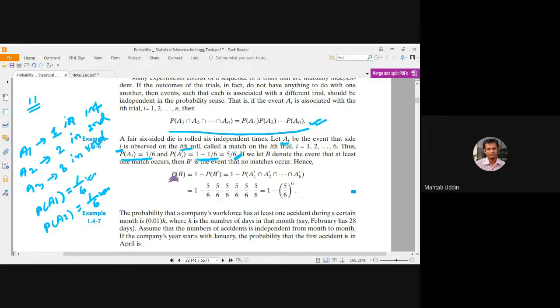So at least one match is actually 1 minus no match. If B is at least one match, B prime is no match. We know what the no match is.